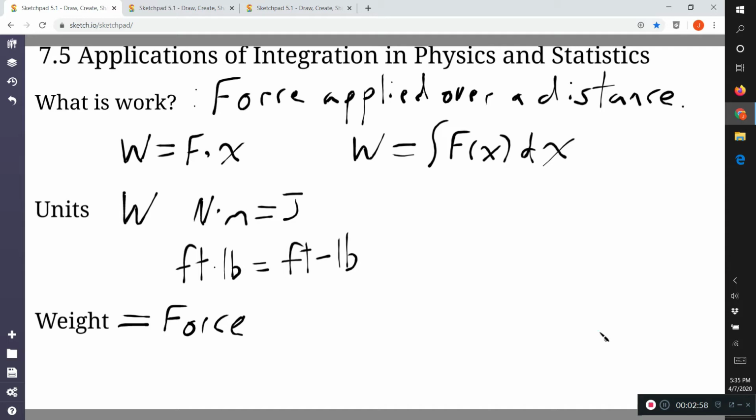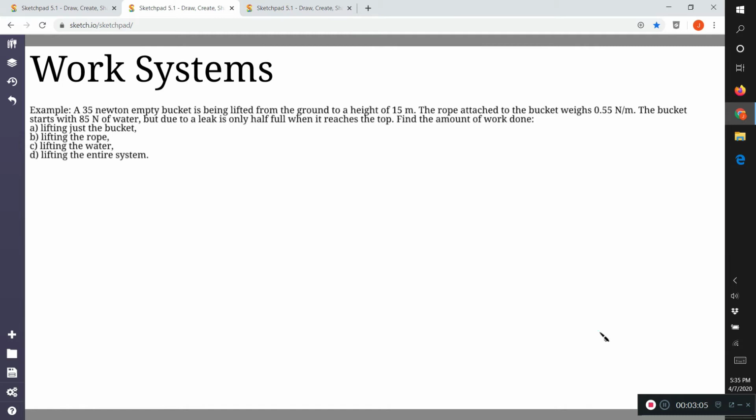So we're going to look at one big example which kind of covers all these concepts. Example: a 35 Newton empty bucket is being filled from the ground to a height of 15 meters. The rope attached to the bucket weighs 0.55 newtons per meter.